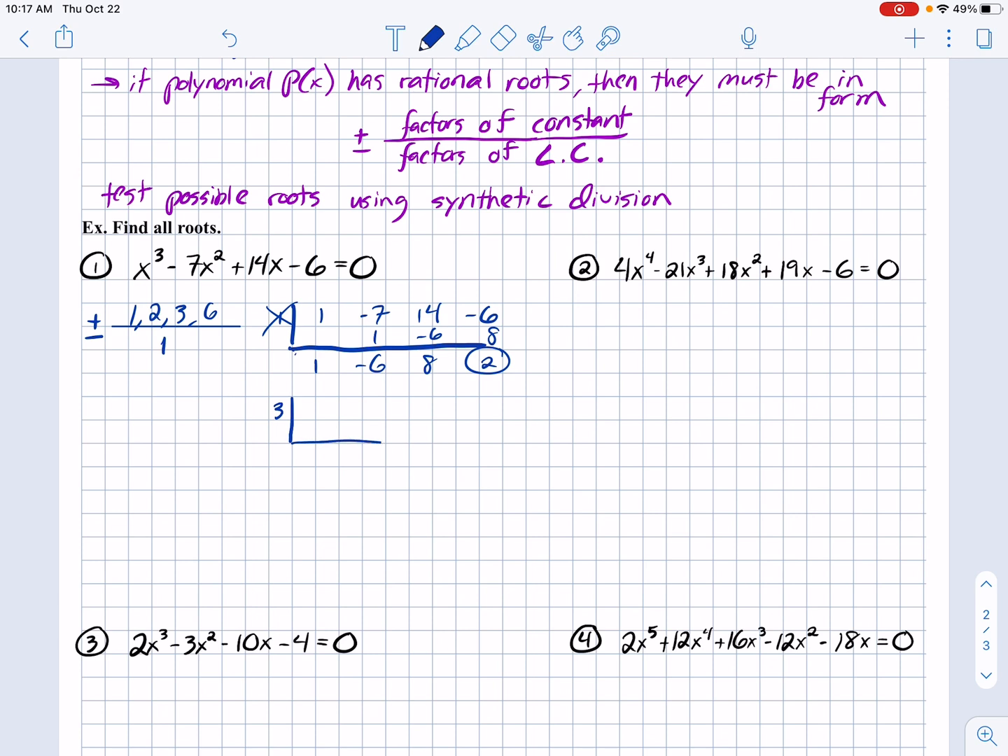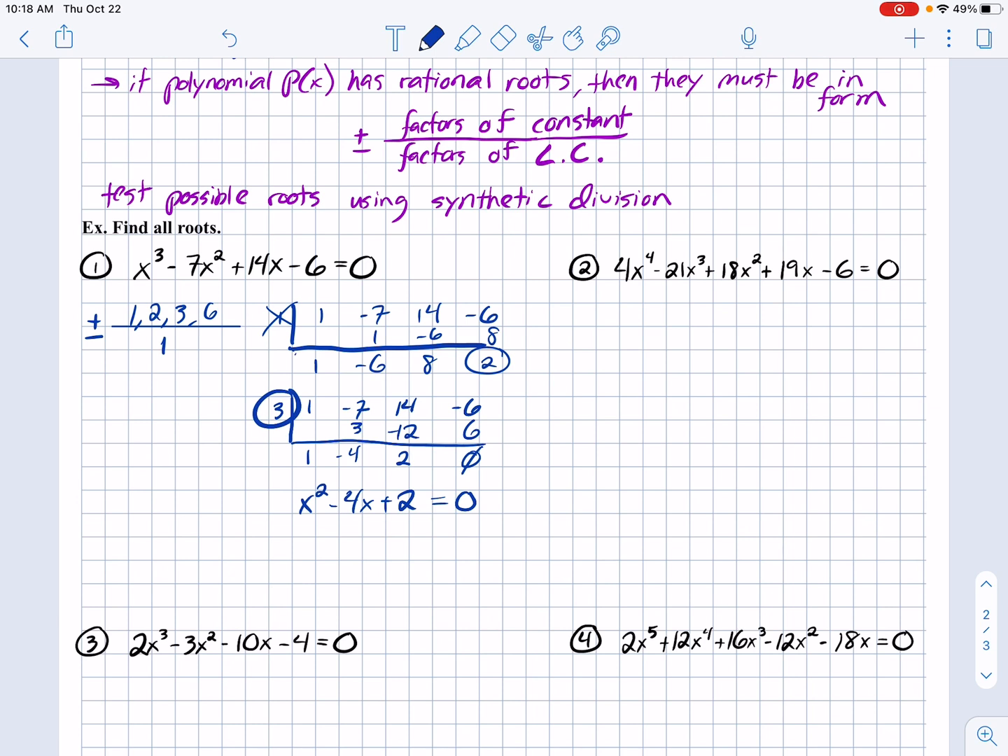I'm going to speed this up for us, and you're going to keep testing until you tested 3. And you'll notice at 3, this is a factor because when we divide synthetically, we get a remainder of 0. So 3 is a root of this function. And then we can just factor now, this is a quadratic. We know that 3 is a root. This polynomial that's left is x squared minus 4x plus 2. We can just keep solving this equation now to get the rest of our roots.